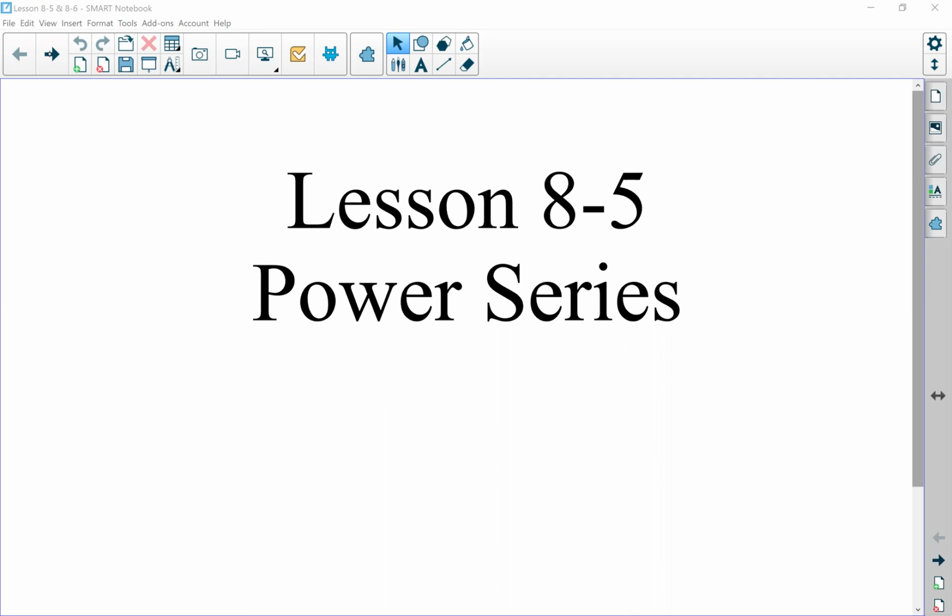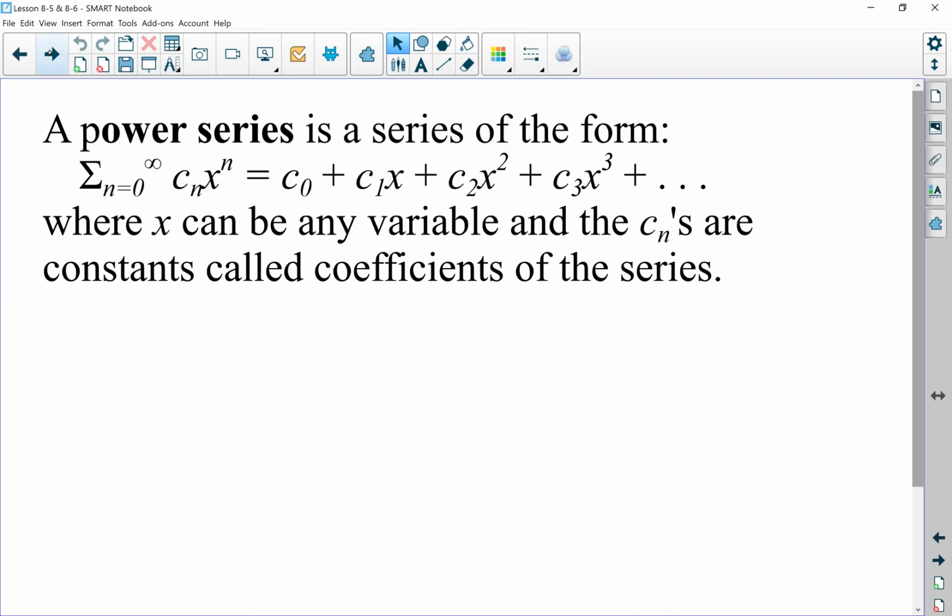All right, so a power series is a series of the form sum as n goes from 0 to infinity of c sub n times x to the n. So we'd have c sub 0 times x to the 0, which is just 1. That's why it's not written there, plus c sub 1 times x, plus c sub 2 times x squared, plus c sub 3 x cubed, plus, and it goes on forever, where x can be any variable, and the c sub n's are constants called coefficients of the series.